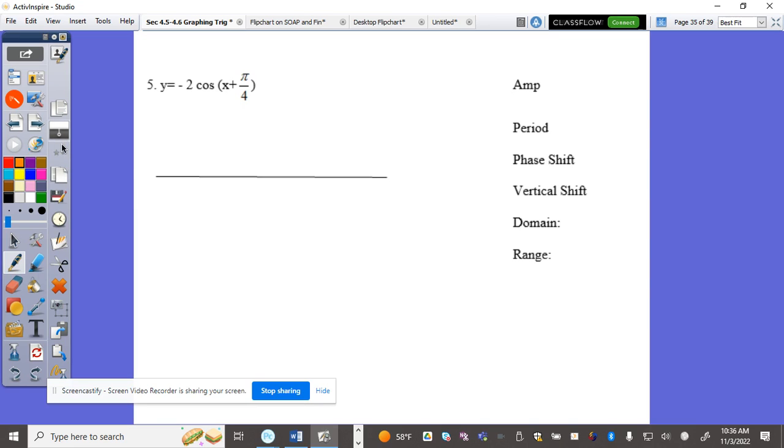Let's graph y equals negative 2 cosine of x plus pi over 4. The amplitude, since it's a sine and cosine curve, is 2. It's always positive. For the period, the formula is 2 pi over b, and the b here is 1. So the period is 2 pi. The phase shift is where you start. Since this is x plus pi over 4, you shift to the left by pi over 4. So negative pi over 4 is the starting point.